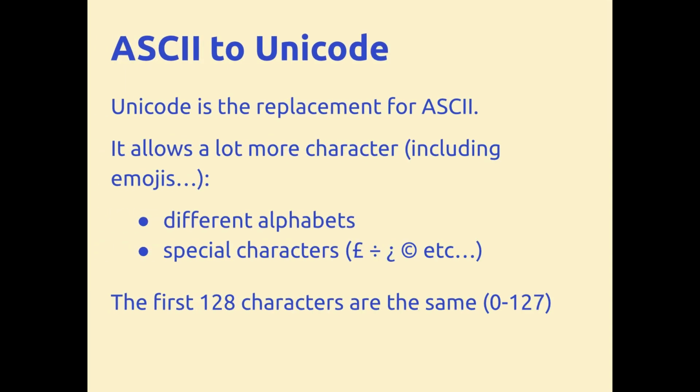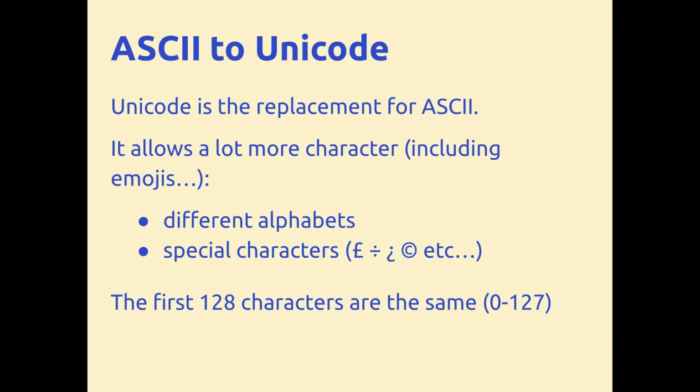We developed something called Unicode. Unicode was first developed during the 1980s as a replacement for ASCII because by then, very clearly, it was limited. It didn't have any support for different alphabets, didn't have any support for special characters. That actually stopped an awful lot of people being able to communicate.